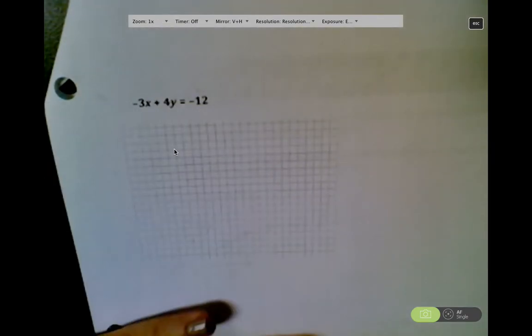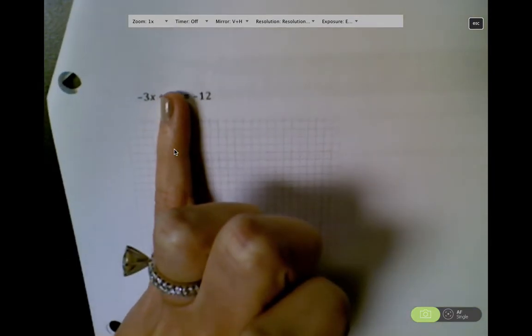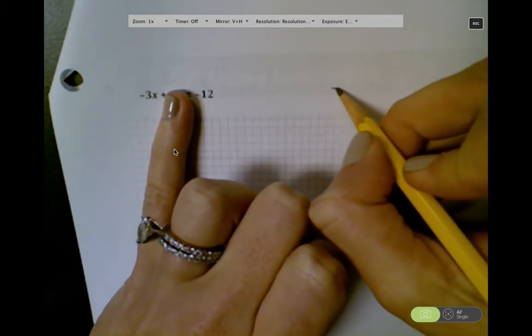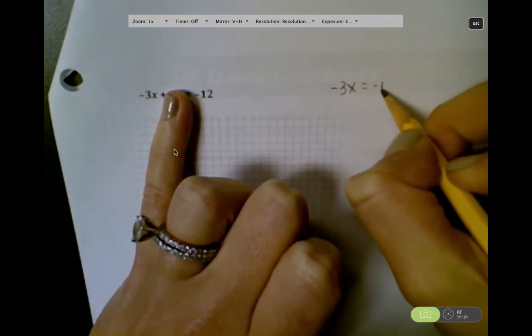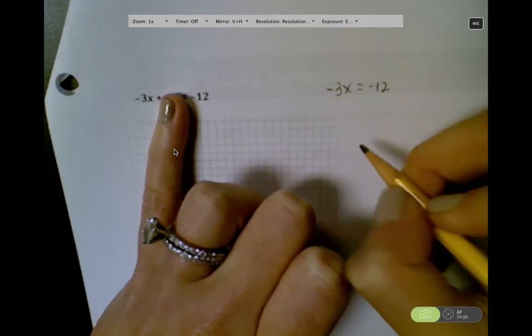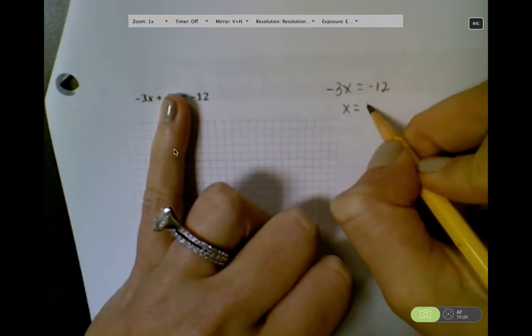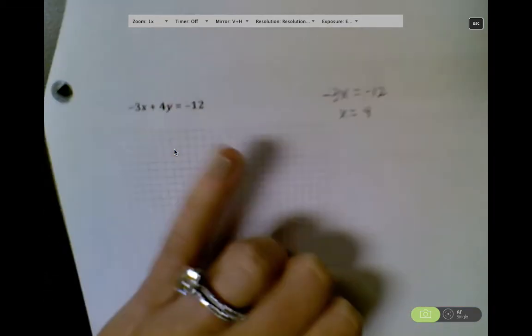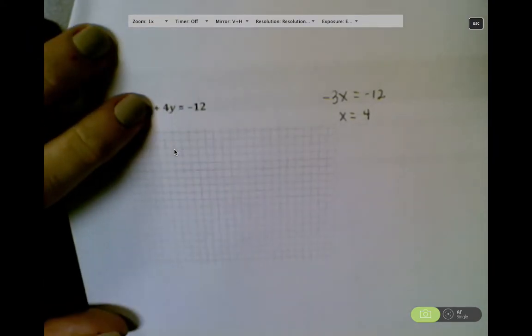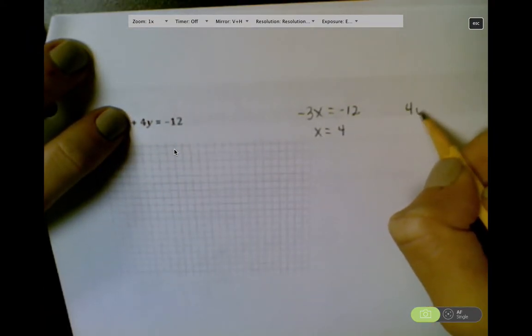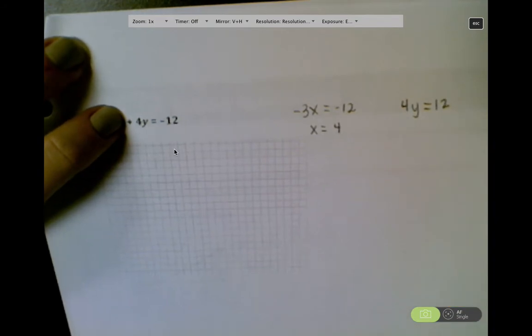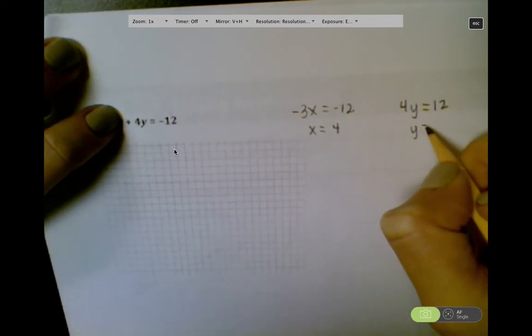If you turn to the back page, here's one more example. Let's try graphing this one. So the first step is to find the intercepts. To find the x-intercept, the y value is 0, so I'm left with negative 3x equals negative 12, which means x must be equal to positive 4. To find the y-intercept, I'm left with 4y equals 12, which must mean that y is equal to 3.